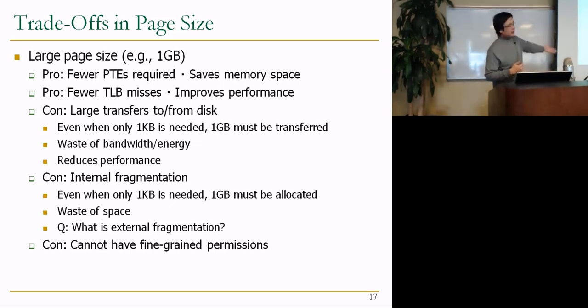In addition to that, a large page size can cause internal fragmentation, which means that say I want 1 kilobyte, but somehow my page size is 1 gigabyte, so I have to allocate 1 gigabyte. It's a waste of space. I kind of went over external fragmentation earlier, which is when you have segmented address space between processes, you don't have enough space for the other process to initiate memory. And lastly, you cannot have any fine-grained permission, because every page size is 1 gigabyte. If you want to say let process one use this particular page, how are you going to do finer-grained permission handling in this case?